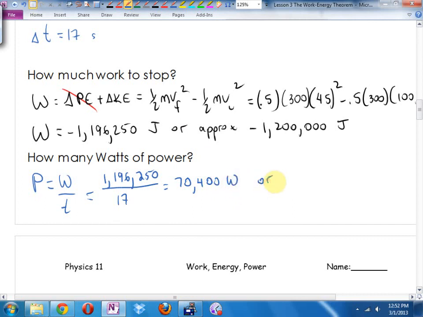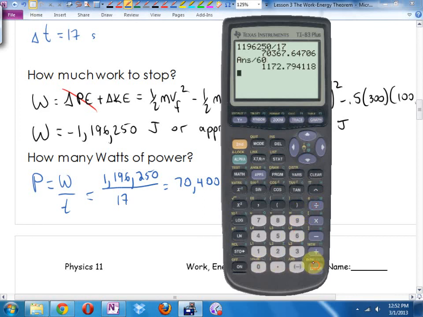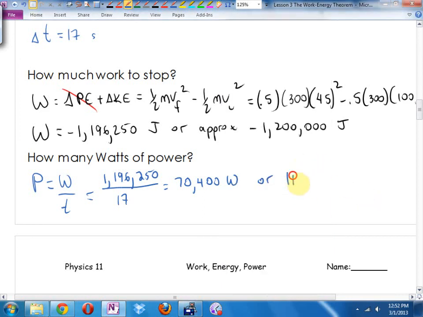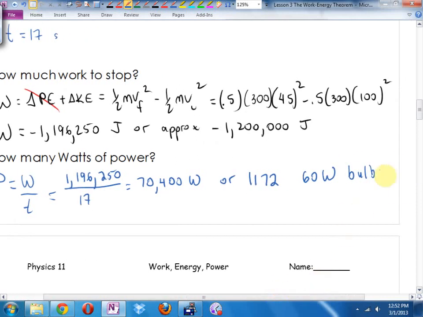watts. Or, just to put it in perspective, can you divide it by 60? Take that number, divide it by 60. How many 60-watt light bulbs could we have powered? 1,172. Over 1,000? Actually, for 1 second, because a watt is that many joules per second of power. A fair chunk of time.